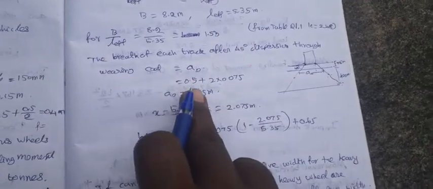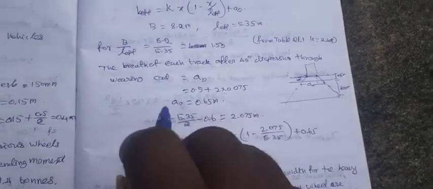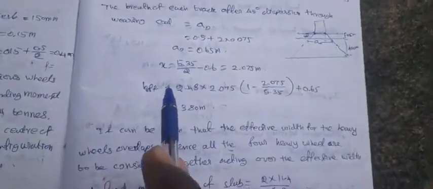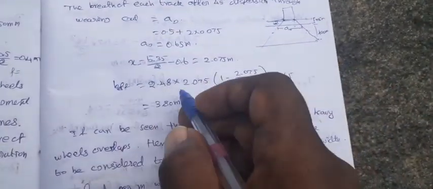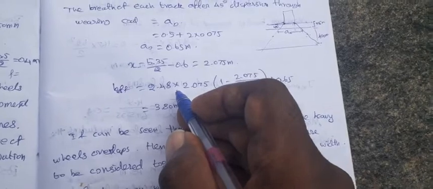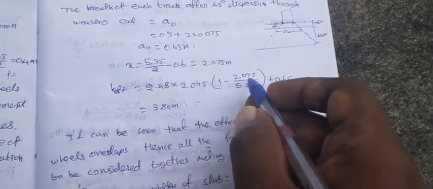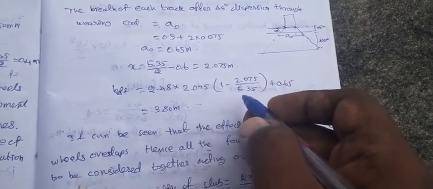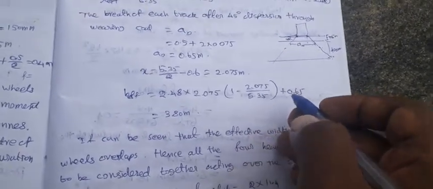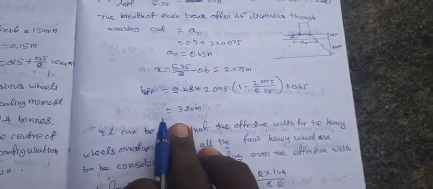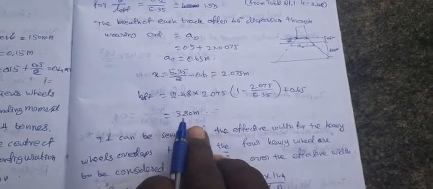So this A value and X value we should place in this formula. We get 2.48 as the K value from your code books, and X is 2.075, and 1 minus 2.075 divided by L effective, which is 5.35, plus A naught, which is 0.65. So the effective breadth for this slab is 3.8 meter.